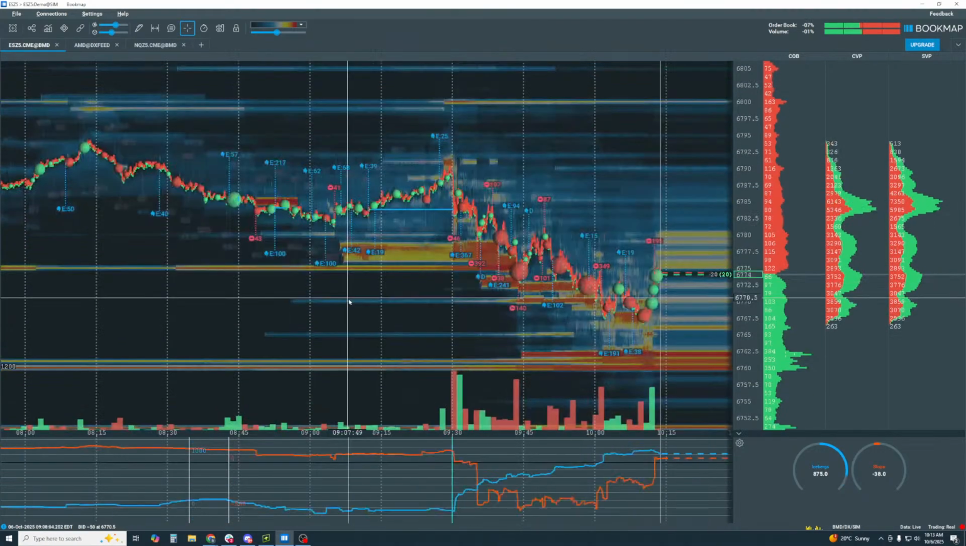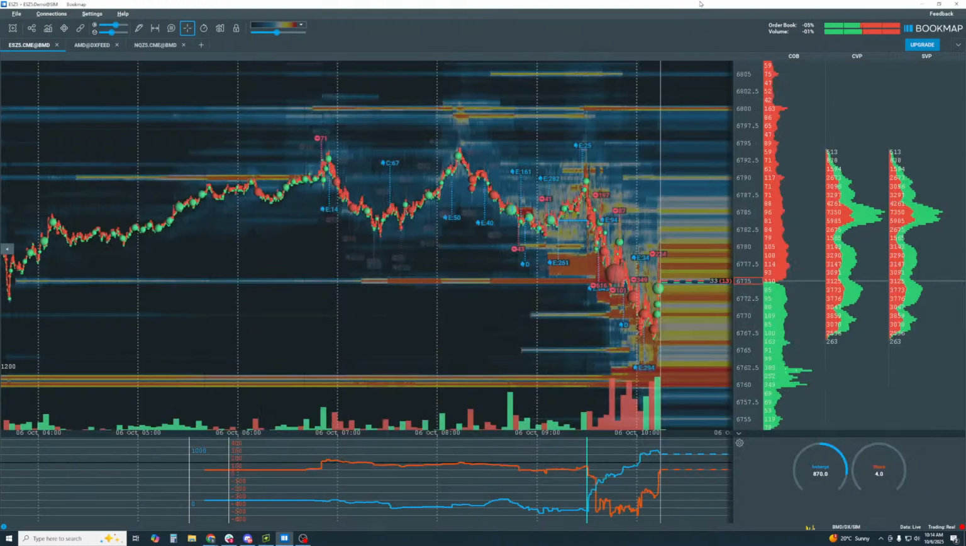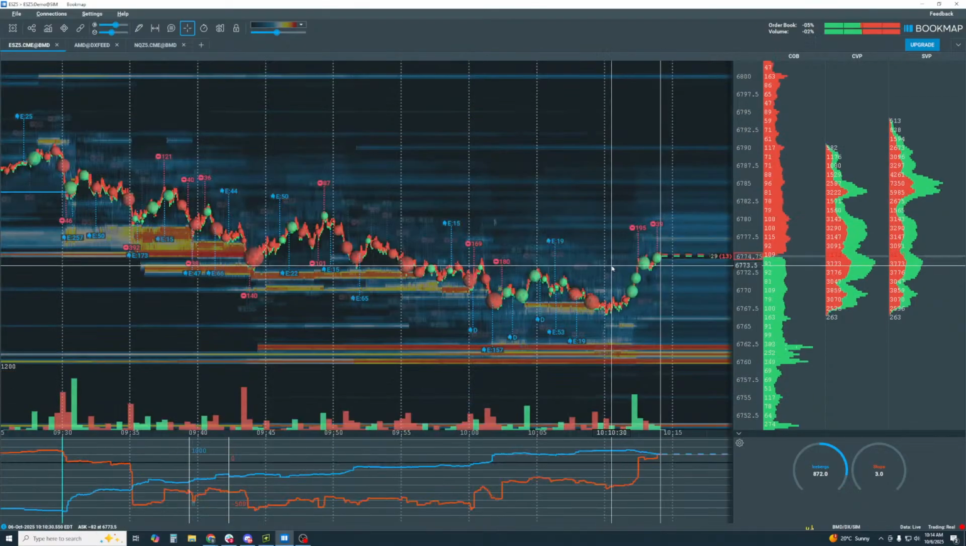So this is the 68 level, which, let's just go back to our higher time frame as well. We can see a gap fill in here on the 15-minute chart, and that looks pretty good. That's where the market opened up on the overnight, right? So that looks good. That's our key level.